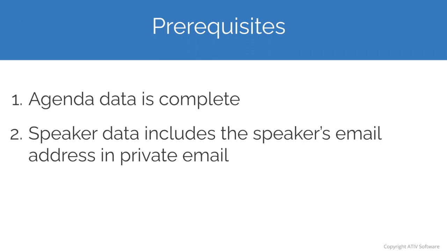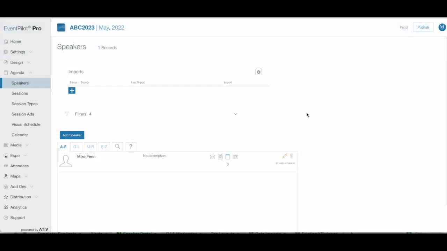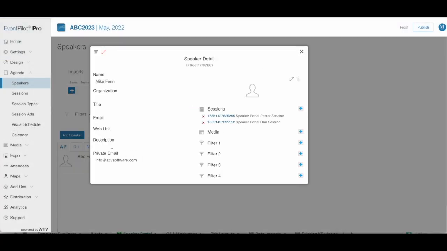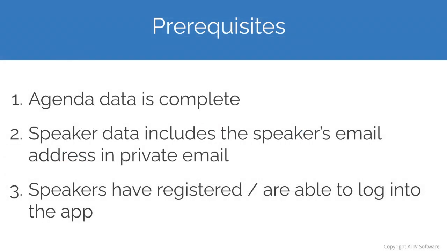Second, in order to send invites to speakers, the speaker table must have their email addresses. In the speaker table in the CMS, you can click on a speaker and see if the private email field is filled. And lastly, your speakers must be able to log in.